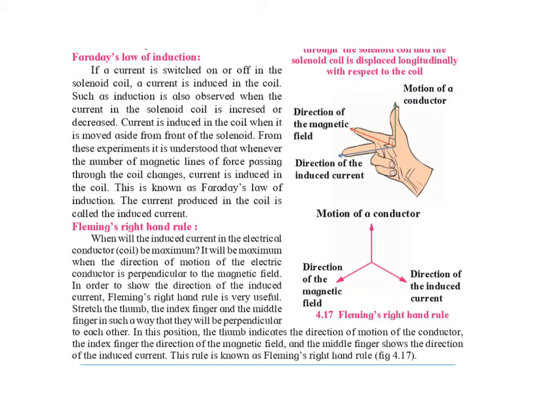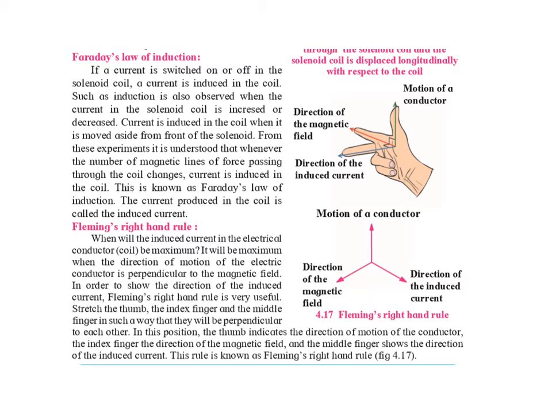To understand the direction of the induced current as well as the magnetic field and the force, we have Fleming's right-hand rule. When will the induced current in the electrical conductor coil be maximum? It will be maximum when the direction of motion of the electric conductor is perpendicular to the magnetic field. So to understand this concept, we see Fleming's right-hand rule.